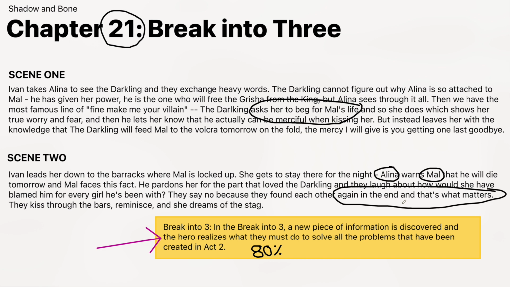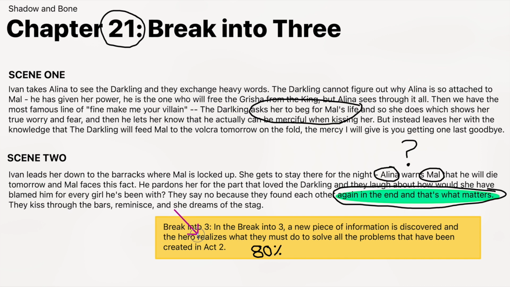And if you remember all the way in the beginning, we kind of asked the question of what would become of us if we had to go on separate paths? Well, here is the answer. The answer is that they will always find each other. They kiss through the bars and they end the night reminiscing on old times. She falls asleep and she dreams of the stag.